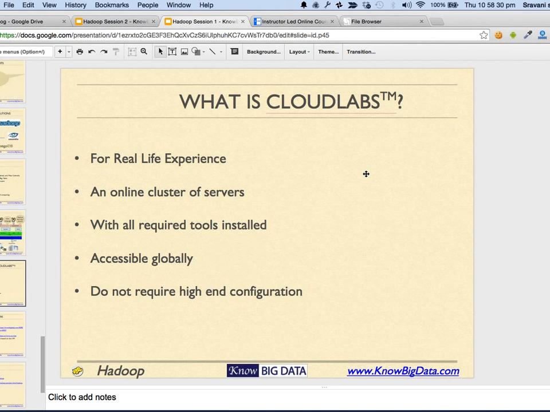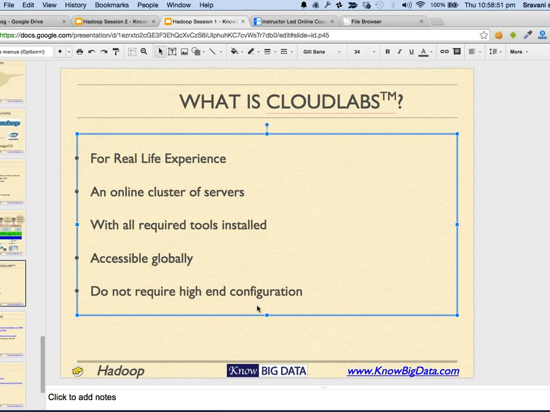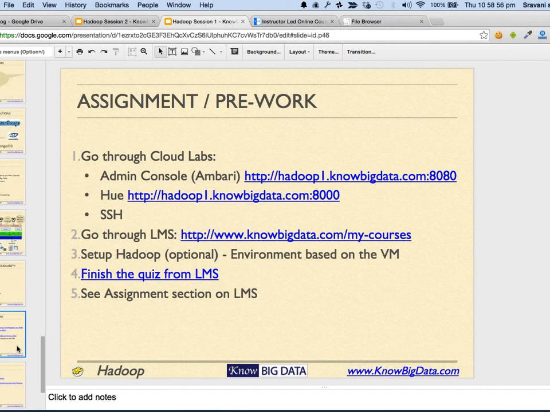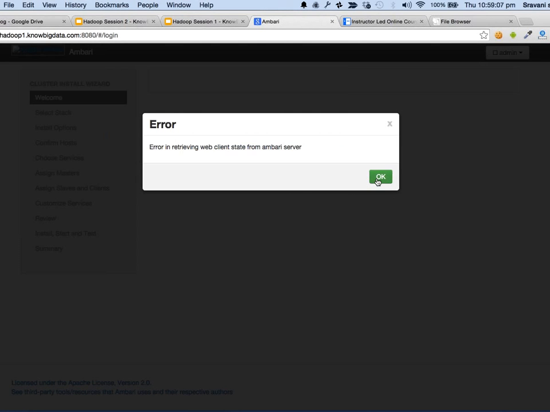In Cloud Lab we have installed Hadoop and all necessary tools so that our students don't have to install a virtual machine, because when you install a virtual machine you require bigger RAM and all that. But having said that, we always support students to install the virtual machine also. So it is up to you whether you want to go for a virtual machine, both, or cloud labs. On our cluster we have Ambari.